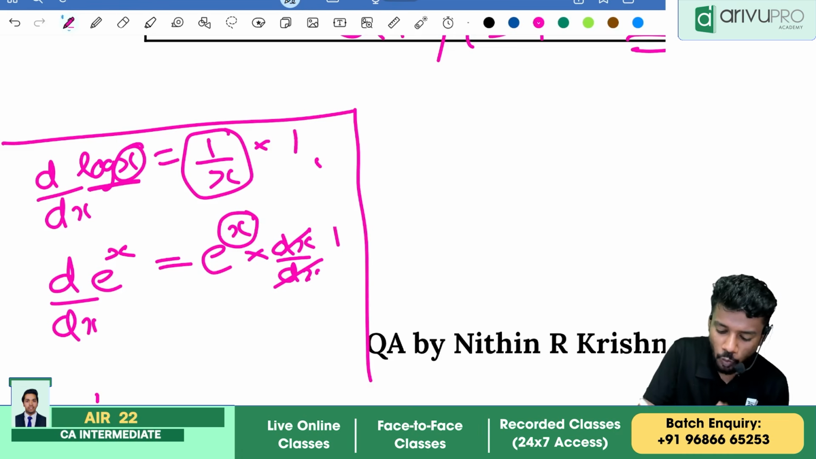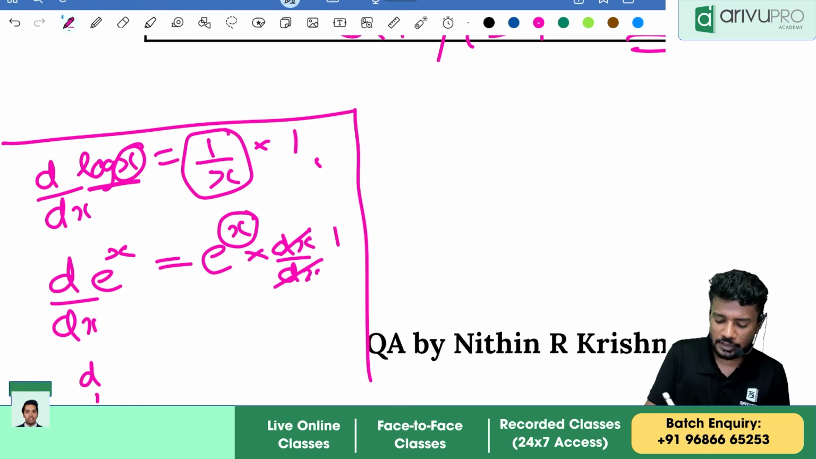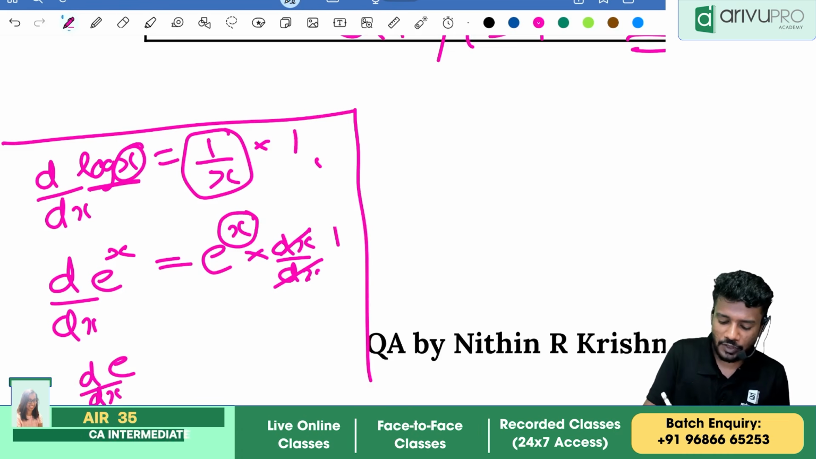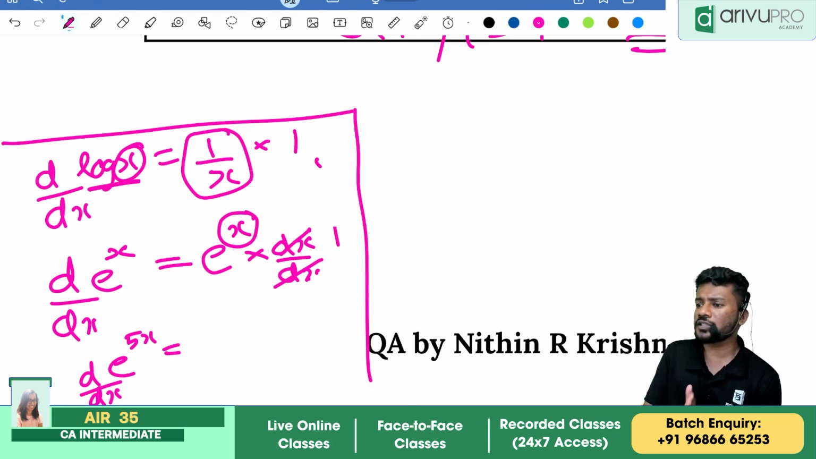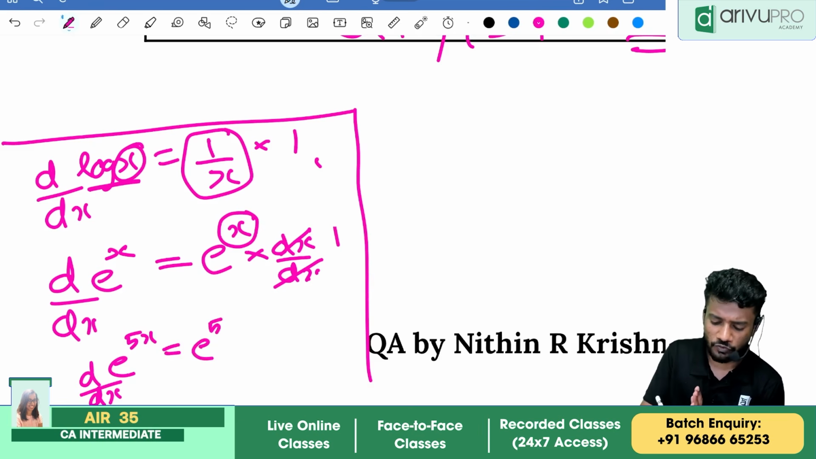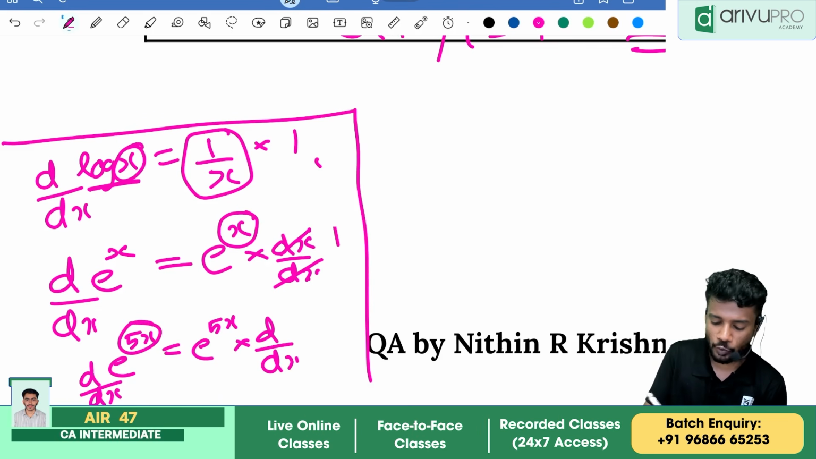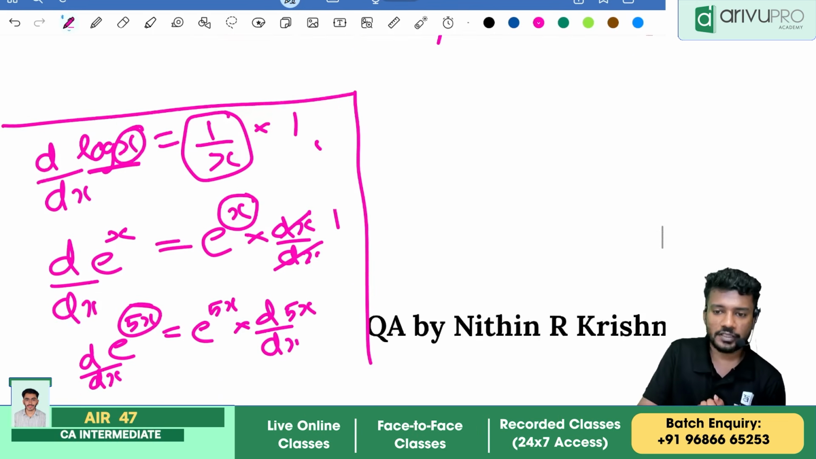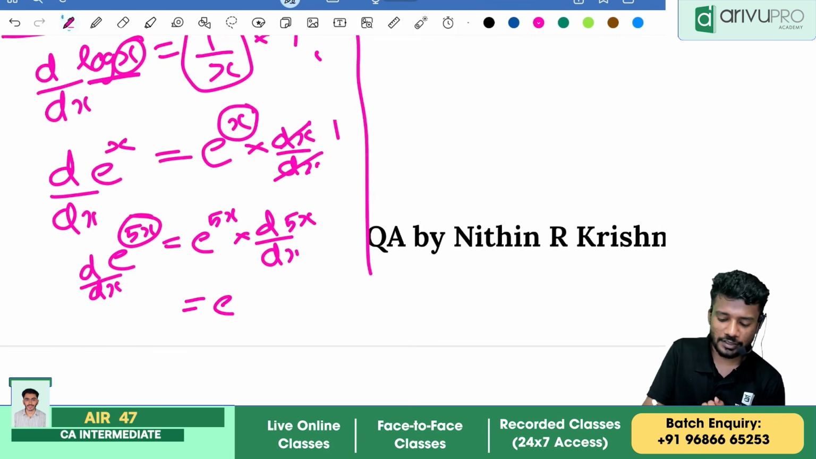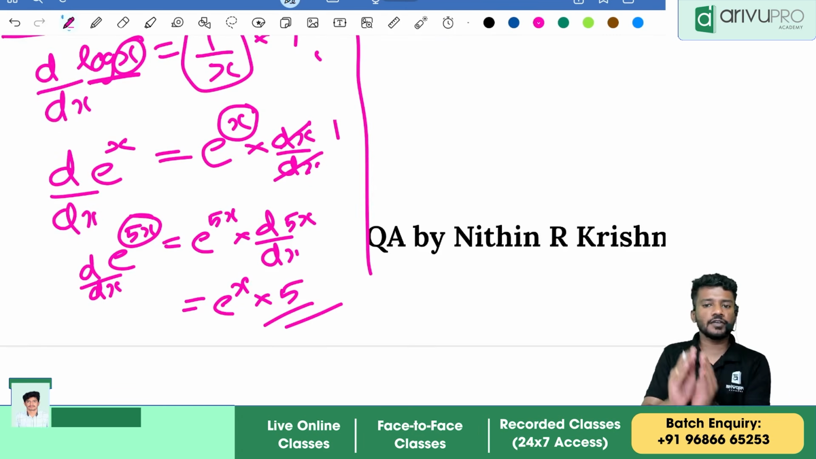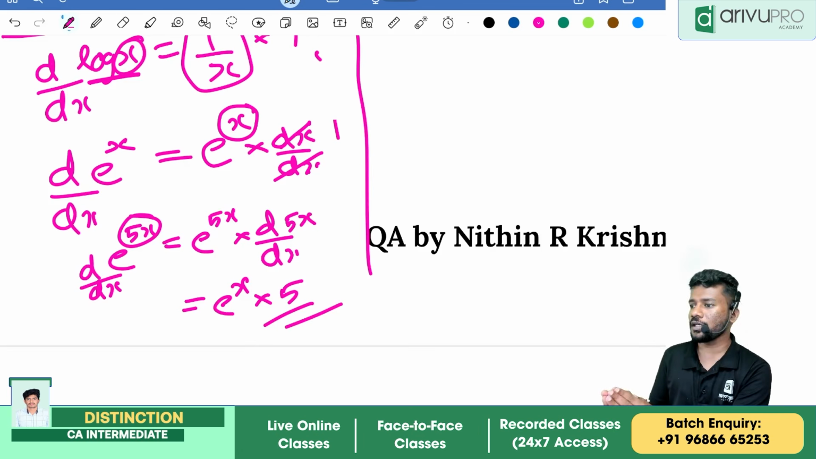1. Now, what if it is like this? D by dx of e raised to 5x. So, we will write derivative of e raised to x anyway. That is e raised to 5x into d by dx of, instead of x, who is sitting there? 5x. That means, what is the answer? E raised to x into 5. Derivative of 5 dx by dx is how much? Yes, that is nothing but 5 into?